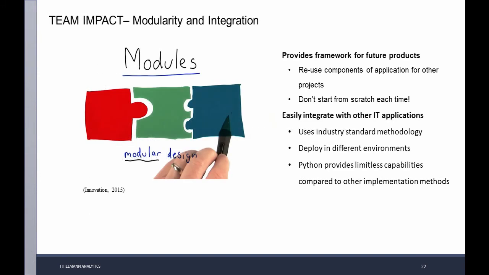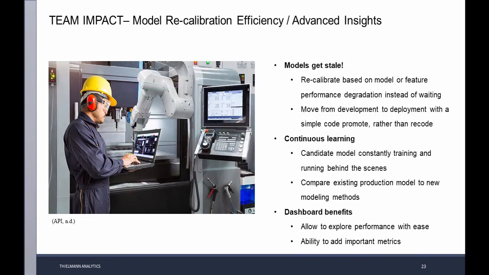Moving on, we're going to look at how this impacts the team. First up, modularity and integration. This provides a framework for future products. We get to reuse components that other applications or projects might use. Also allows us to easily integrate with other IT applications. Model recalibration efficiency. Models get stale through time. This gives us a quick way to move from development to production, as well as the dashboard provides us with a kind of a quick way to see what's going on.